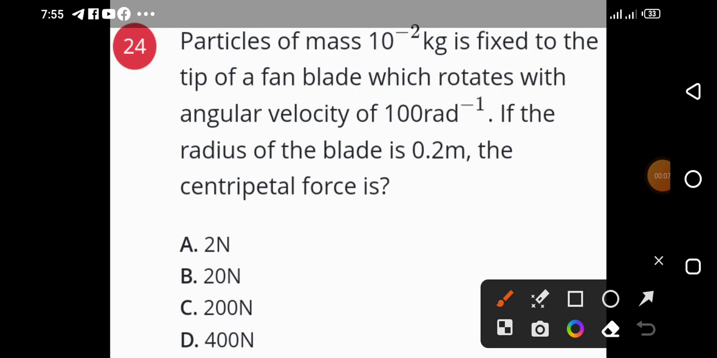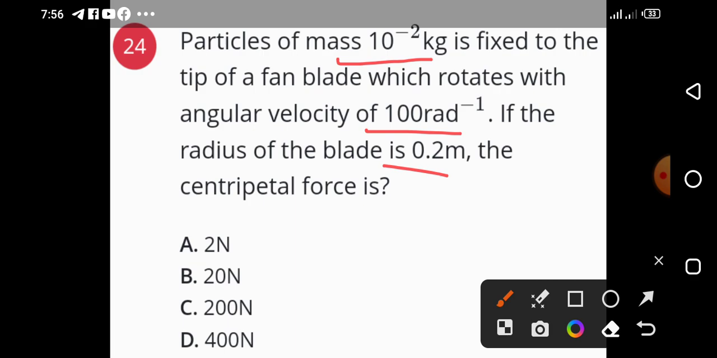A particle of mass 10 to the power negative 2 kg is fixed to the tip of a fan blade, which rotates with an angular velocity of 100 rad/s. If the radius of the blade is 0.2 meter, the centrifugal force is.